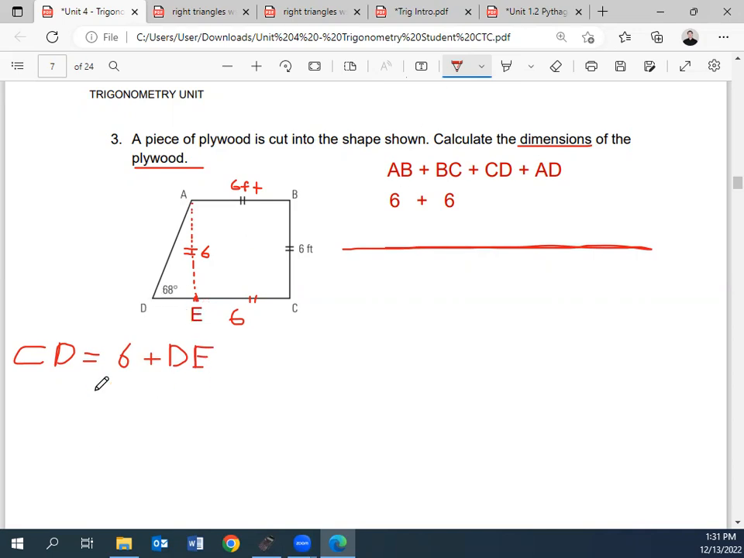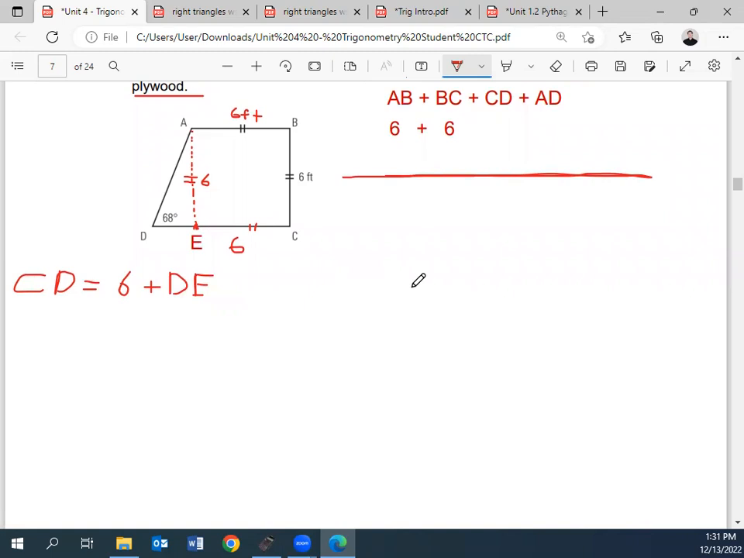So what we have here is, you do not need to draw this triangle. I'm just doing it for reference. Do not draw this. You may run out of space otherwise.